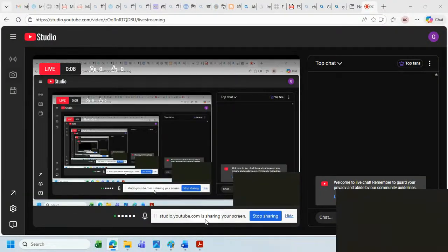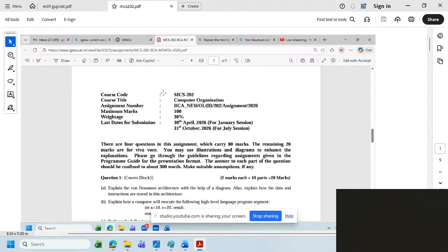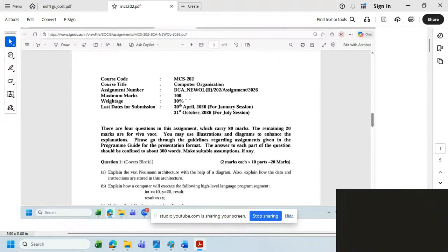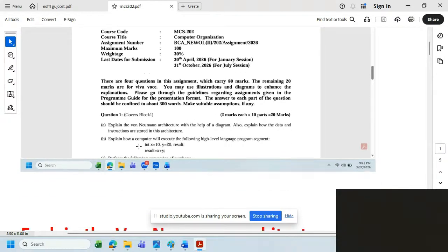Hello, friends. Today we need to solve an assignment question which is from the IGNOU MCS202 Computer Organization course. The course belongs to the BCA program of IGNOU, that is the new BCA program. This is from the MCS 202 course code, and the course title is Computer Organization. The question number one we have to deal with today.